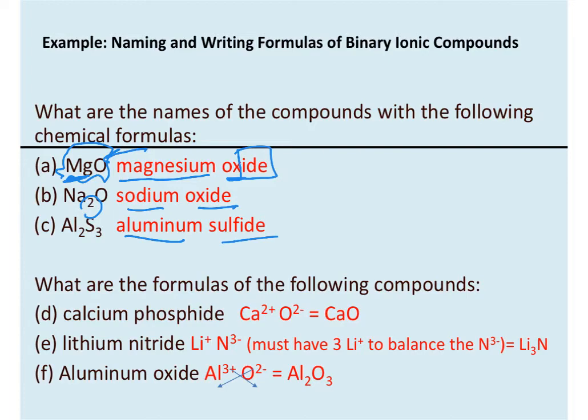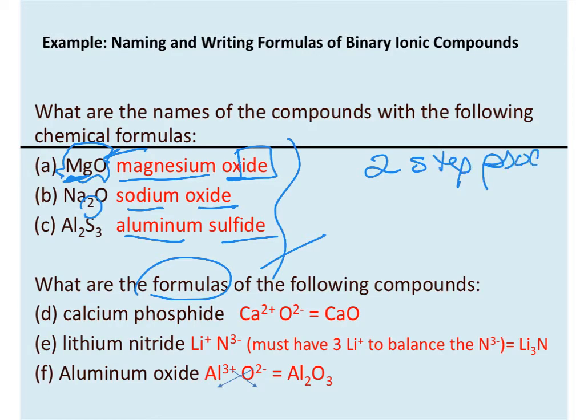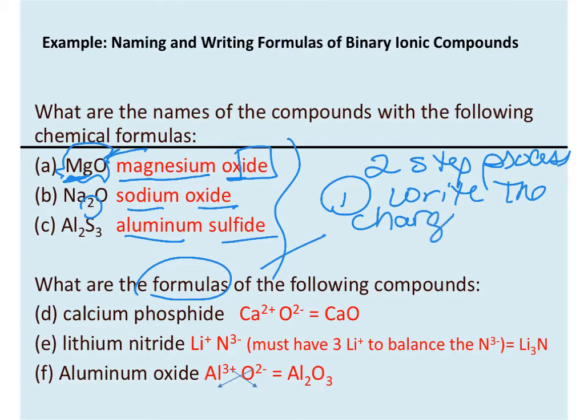Now, this is where I really want you to tune in. This is really, really important what I'm getting ready to say. When you write formulas for an ionic compound from its name, it is a two-step process. Very, very important not to shortcut that, okay? The first step is write the charge of the anion and cation. Okay, so calcium phosphide.